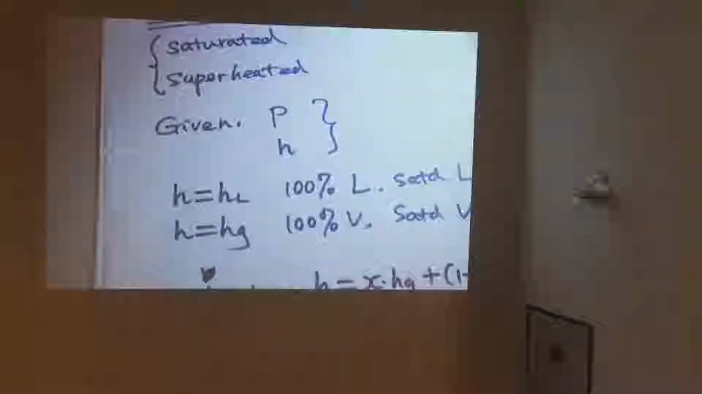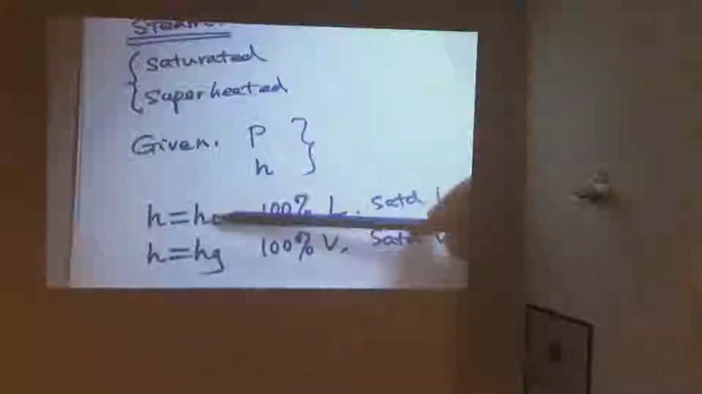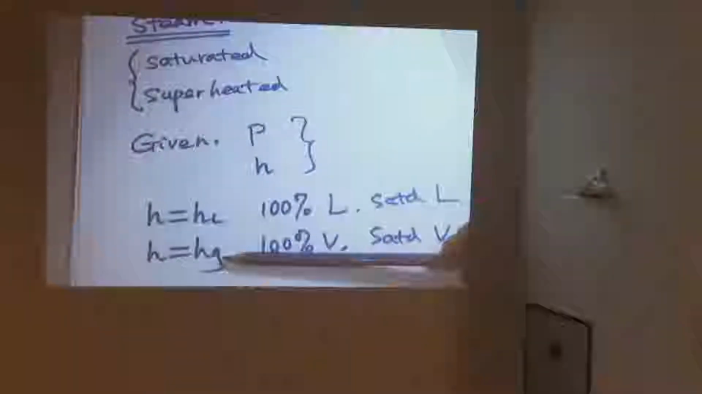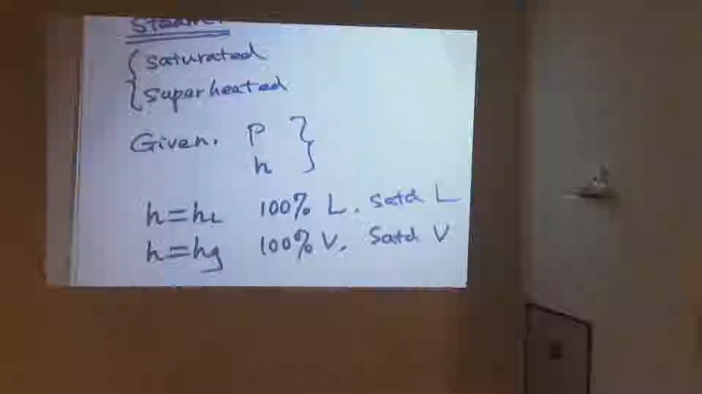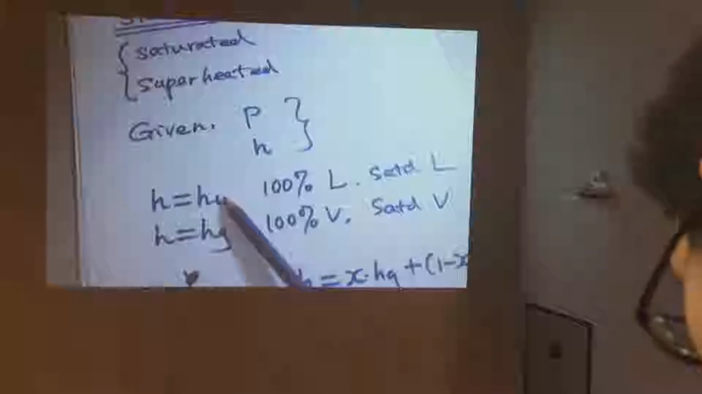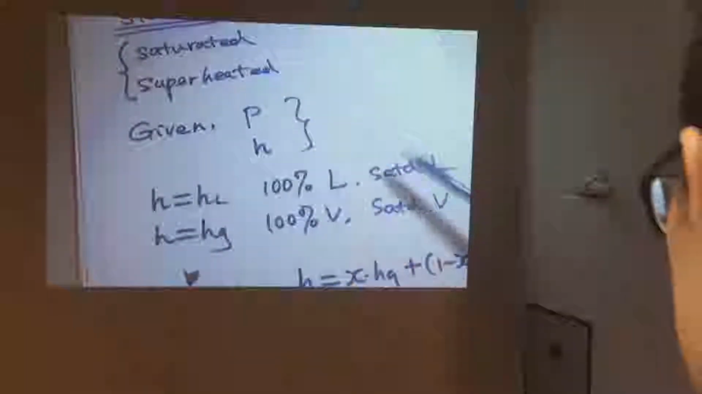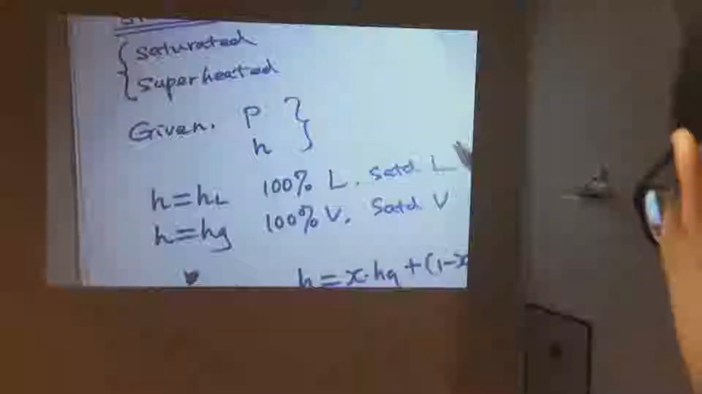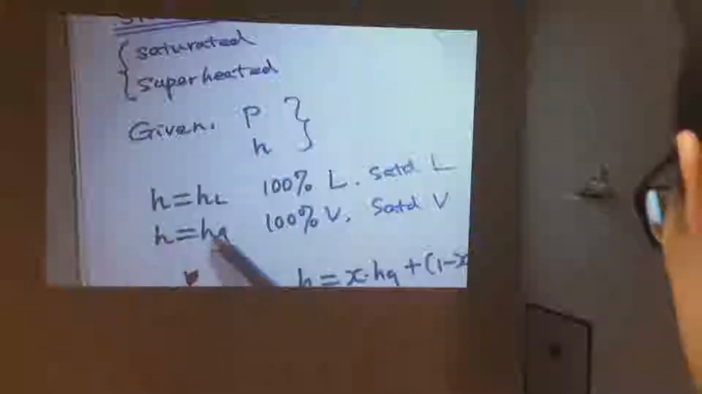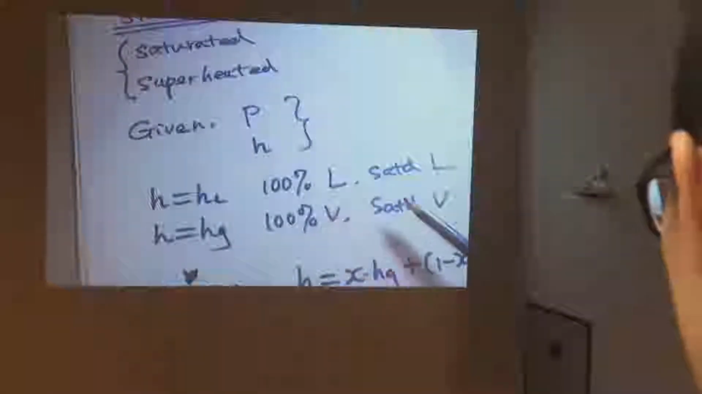Okay. So please, once you have this info, you have to check what is the HL, what is the HG, right? Okay. So after you find those two values, you have to compare. So if let's say it happens, the given enthalpy just equal to that of liquid, so it means it's 100% liquid, or we call this saturated liquid. Or if let's say it happens to equal to the gas, so means 100% vapor or saturated vapor.